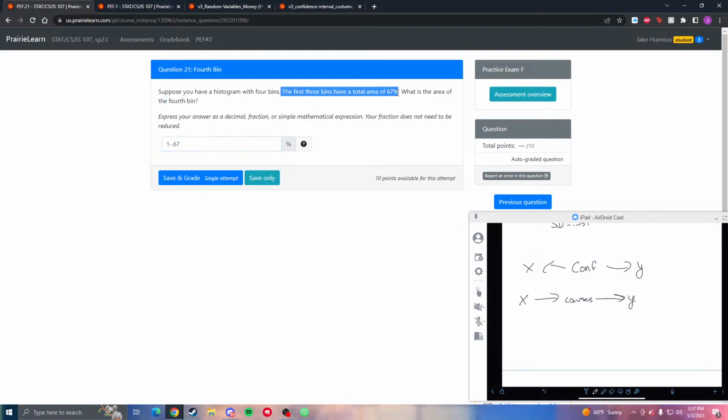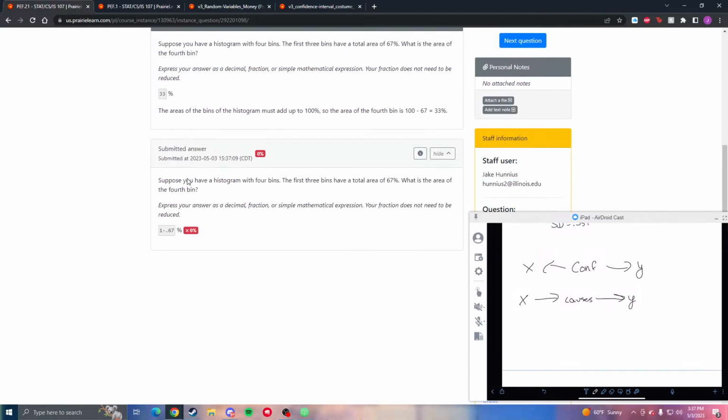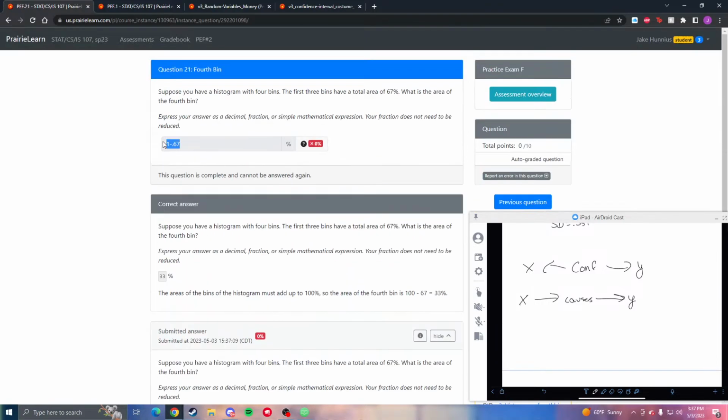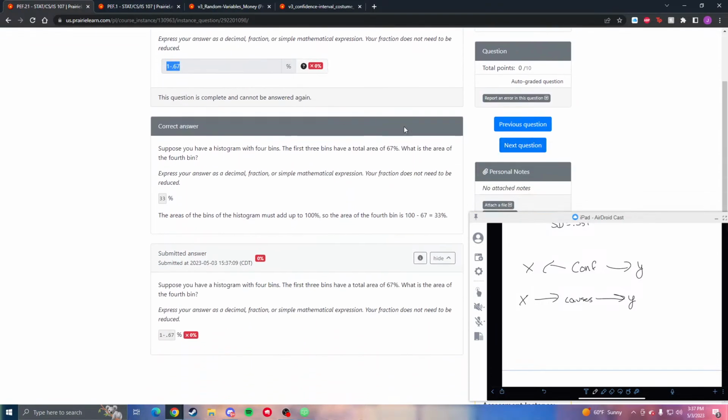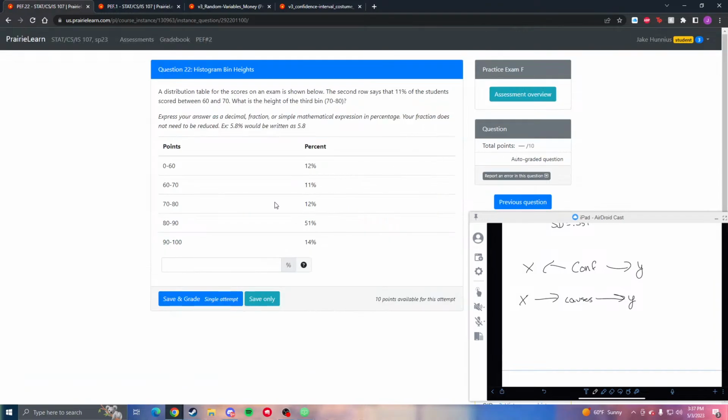If the first 3 bins have an area of 67%, we know it has to add up to 100%, so one side is a percentage, so it'd be 100 minus 67. I didn't realize one of those is a percentage. What is the height of the third bin? The width is 10. The area is 0.1 or is 12. So the height is 12 divided by 10. So the height's 1.2.